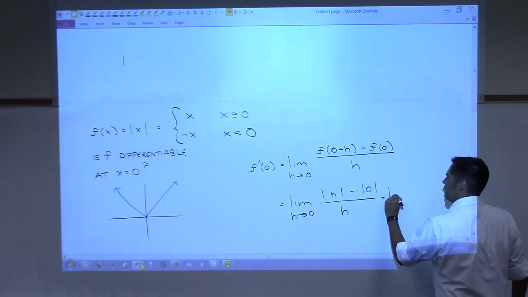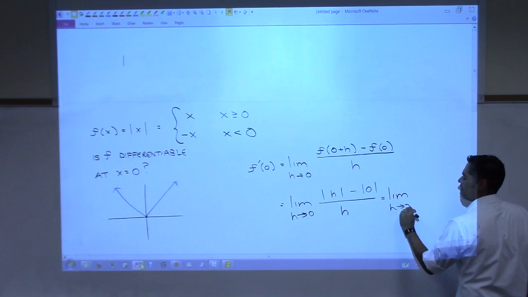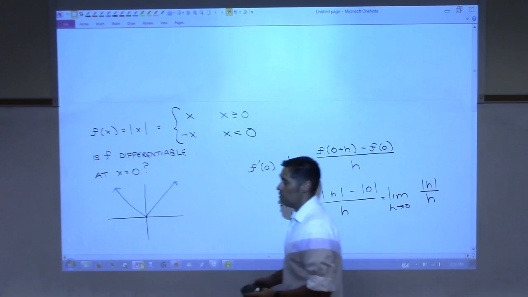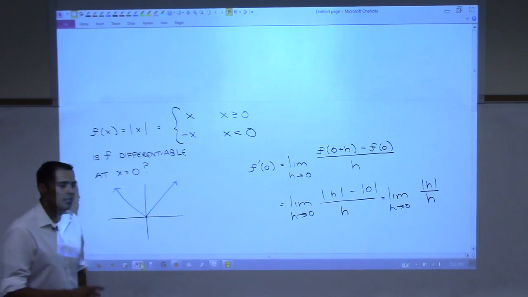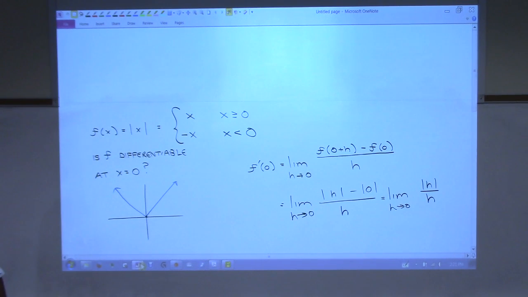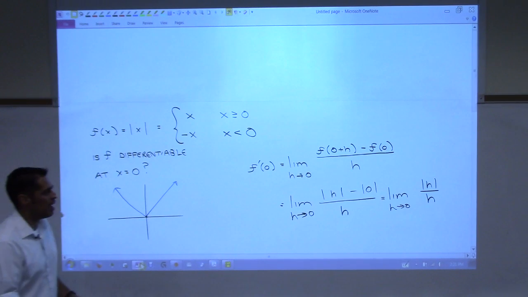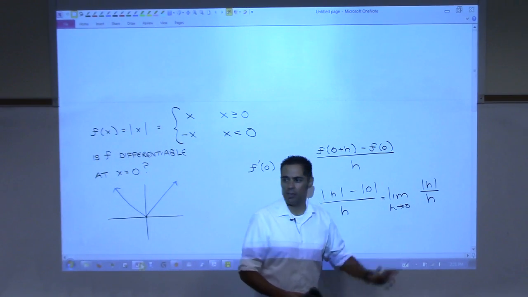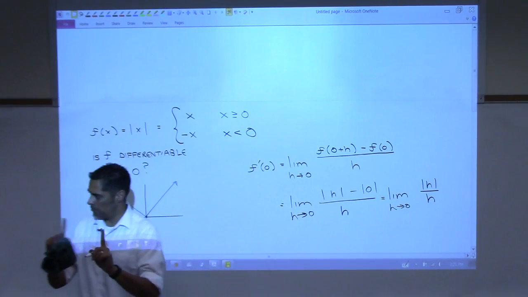This is just the limit as h goes to 0 of the absolute value of h over h. Do those h's cancel? No, they do not. You have to look at which side of h you're coming in on. So let's look at it. Remember, this is a limit, and if it doesn't have a plus or minus, you have to check both sides, don't you? Both ways?